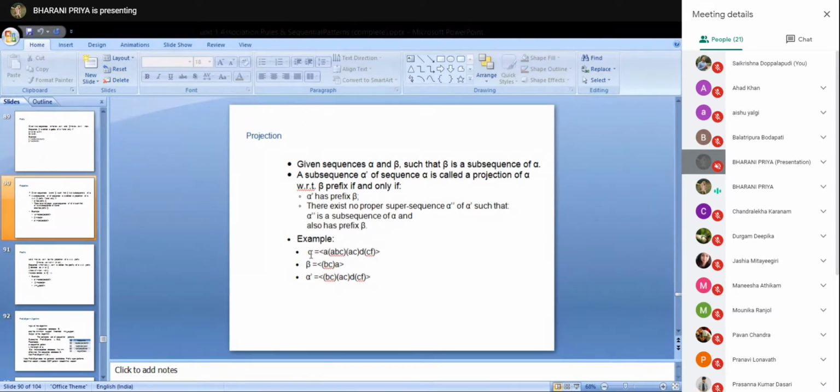See, alpha is a sequence. And if you take beta, beta is a subsequence of alpha, isn't it? BC is a subset of ABC, A is a subset of AC, so beta is a subsequence of alpha. And alpha dash is also a subsequence of alpha.